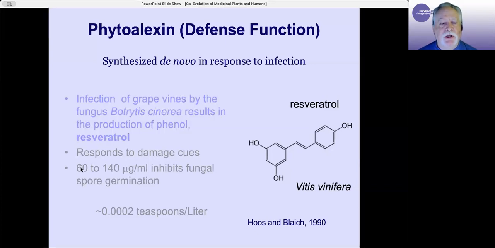But if you think about what's needed, this usually is a response to damage cues in plants. When they actually excrete it, at 60 to 140 micrograms per mil, it inhibits fungal spore germination. So fungi can form spores when there's no food around. The plant root represents food. And if it grows near these spores, there's a signal that gets sent out from the plant innocuously. It's not trying to attract those fungi in this case. And the fungi sense it and begin to grow toward the plant. Well, what that means in terms of how much we're taking, that's 0.0002 teaspoons per liter. So not very much. Very, very small amounts elicit responses from the environment.